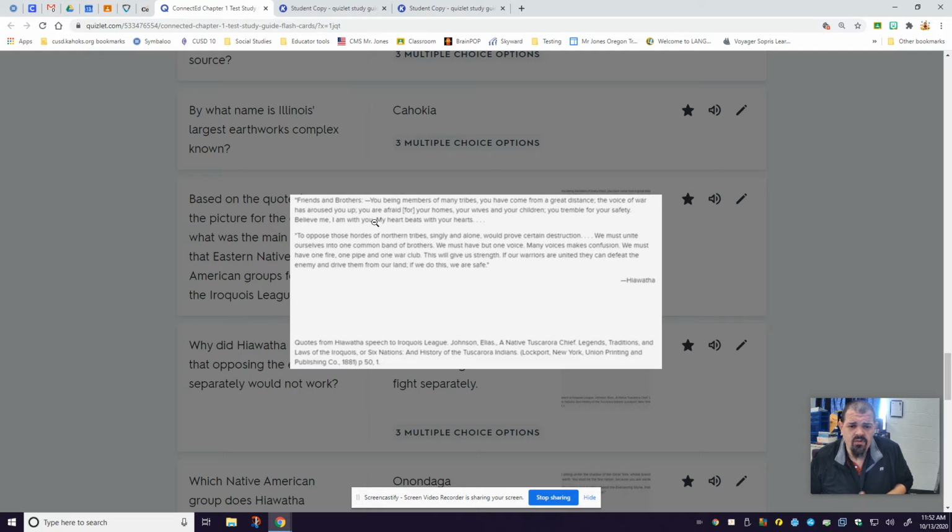To oppose those hordes of northern tribes, so he's talking to groups of people from many different tribes who are afraid, and we find out that they're afraid because they're being attacked by northern tribes. And to stand up to them alone would be destruction. We must unite ourselves into a common band of brothers. Okay, why do they need to be one common band? To protect themselves from people attacking. We must be one voice. Many voices make confusion. Okay, why can't everybody do their own thing to try to defend themselves? Because there'd be disorganization and confusion.